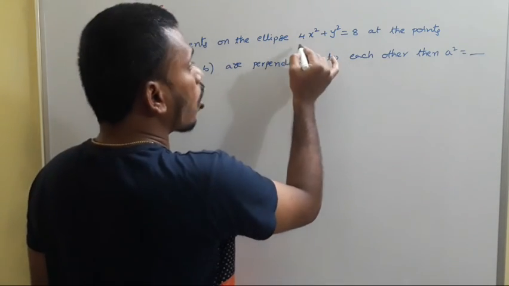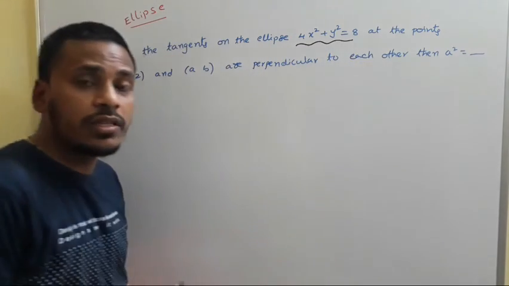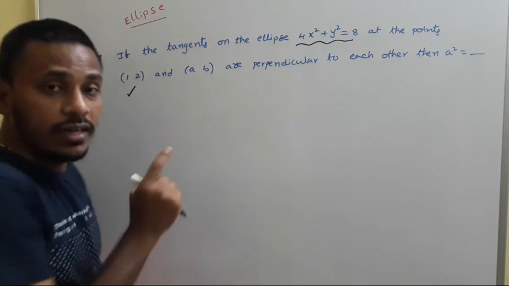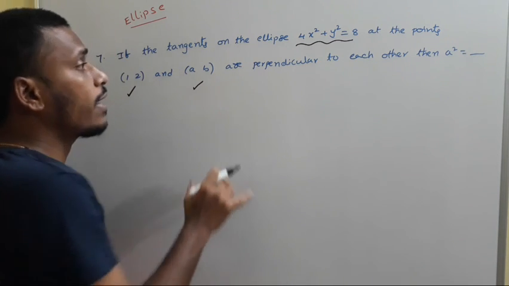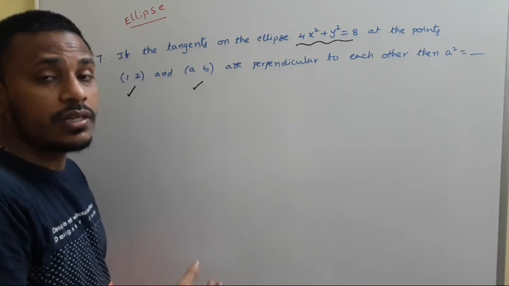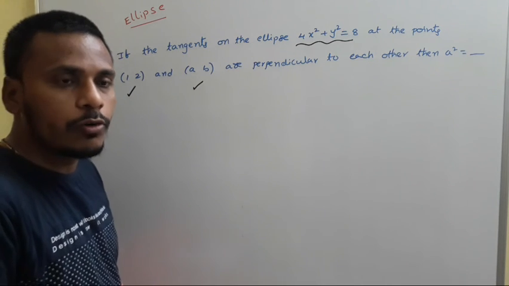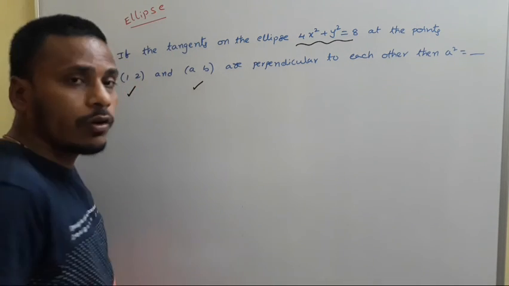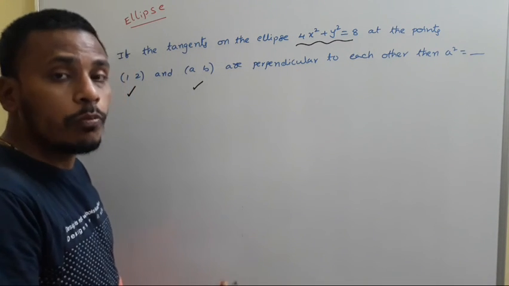The tangents on the ellipse 4x square plus y square is equal to 8 at the points 1 comma 2 and at the point a comma b are perpendicular to each other. See, since the tangents at these points are perpendicular, the product of their slopes is minus 1. First of all, what is the slope of the tangent?